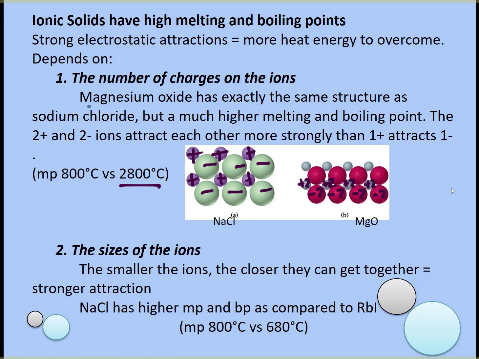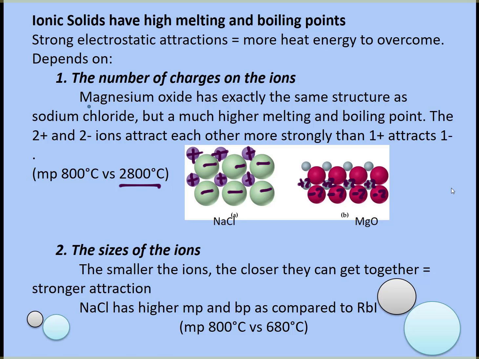So you can melt some ionic solids, but generally they cannot be melted in the laboratory because their melting points are much higher than something that's covalently bonded. We can also look at the sizes of the ions. So this is the second thing that you would look at to determine which has a higher or lower melting point. The smaller the ions, the closer they can get together, so therefore the stronger the attraction.